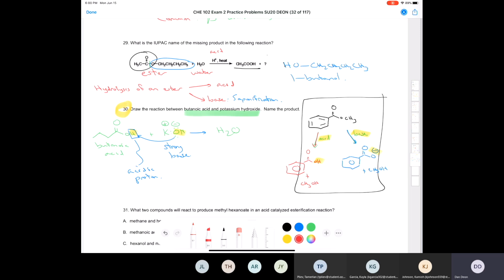And that's going to come from H2O, okay? And then the other product that you form is the carboxylate. So let's draw the carboxylate, which would be this, okay, right? Which is this. And then our cation is going to be potassium. And the way I would name that is I would call this potassium butanoate.